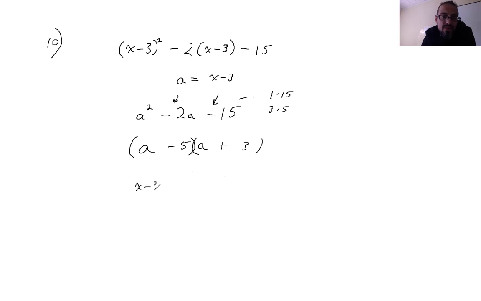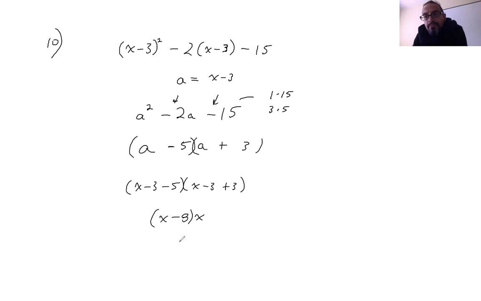So I have x minus 3 minus 5, and I have x minus 3 plus 3. If you simplify this, you're going to have x minus 8 and x. And there it is. There's your factored expression. One more, okay? One more, just one that's backwards.